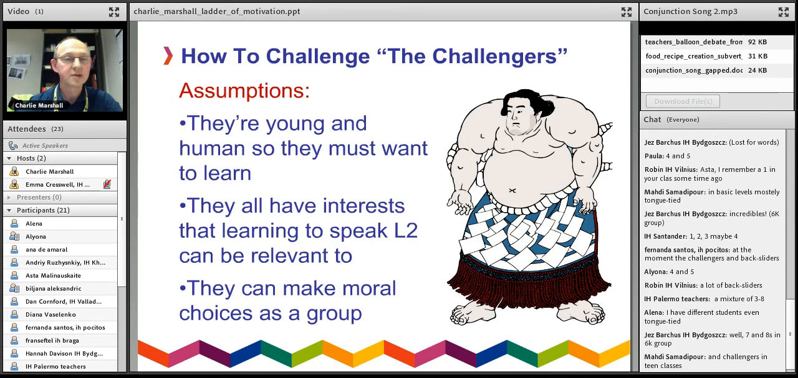Okay, so the first one we're going to talk about is, starting at the bottom, the challengers. Before we say any more, these are the assumptions that I start with. They are young and they're human, so somewhere inside there they must want to learn. And they all have interests that learning to speak L2 can be relevant to. I don't know how many people here teach English, but certainly on the internet in English there are materials about every possible topic that they can find out about when they reach a high enough level of English. And I'm sure it's the same for other languages as well. And you can challenge them to make moral choices as a group. My experience is that even the most horrible classes can rise to that challenge and can make moral choices.